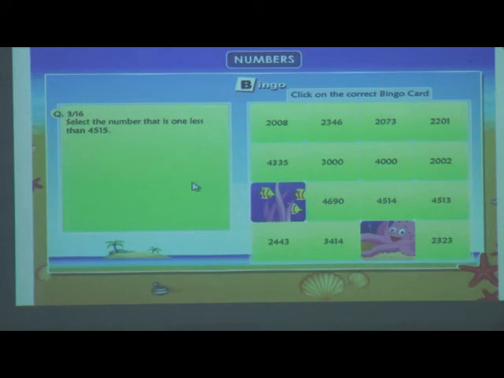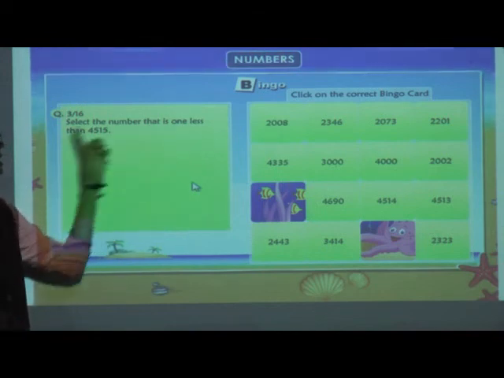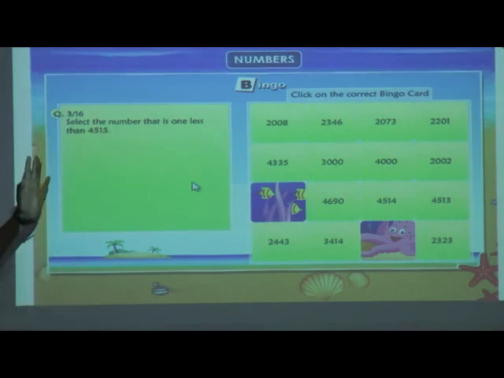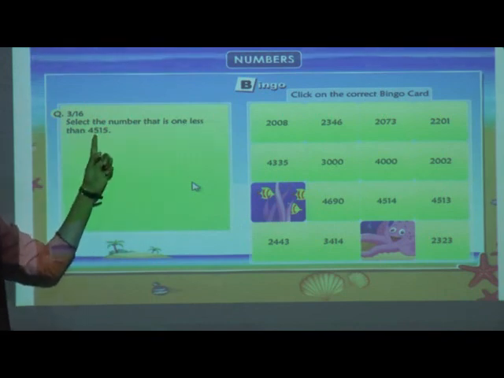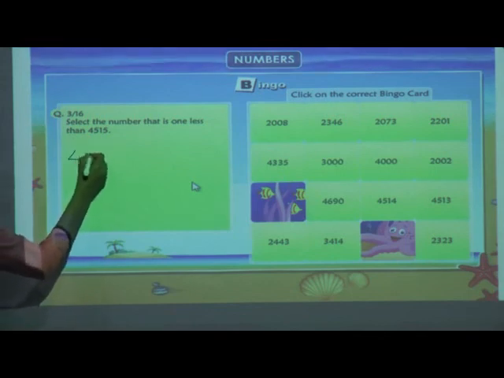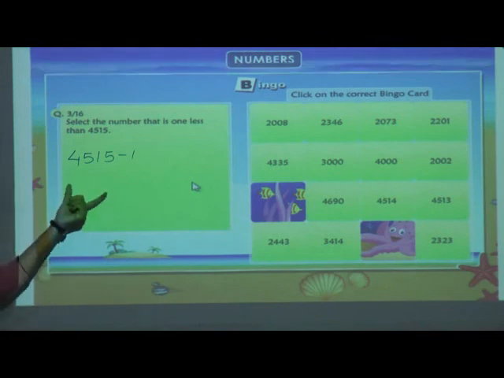Read the question. Select the number that is 1 less than 4515. What is the question? Select the number that is 1 less than 4515. Now, 1 less than means what we have to do? Again we have to subtract 1 from the given number.